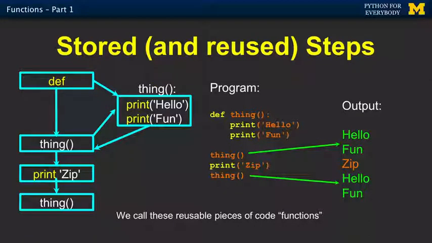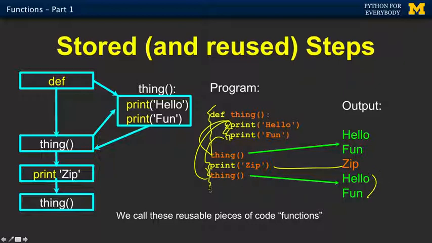So what happens is def does nothing but remember. Thing then says, oh, let's go back and run that thing. Run those 2 lines, so out come hello and fun. Then it comes back down to here, runs this print statement, so out comes zip. Then it says, oh, run that code again. So this is the don't repeat yourself part. Run this, print, do it again, and now the program's done.